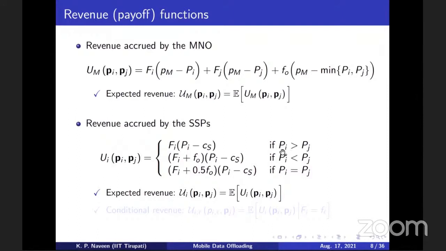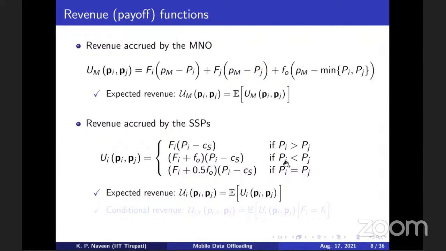Suppose the price set by SSP i is greater than the price set by SSP j, so it will not get the offloaded flow. It only has to serve the monopoly flow, and then Fi times Pi is the revenue it is going to make. So the MNO has to pay this much amount, but then there is a cost model put here. So Fi times Cs represents the cost it has to pay for serving that much flow. So this is actually the net revenue.